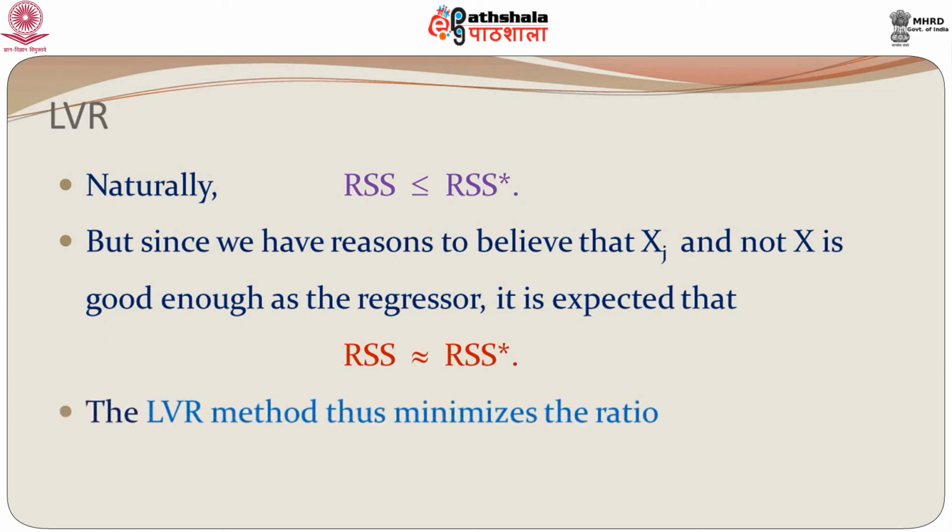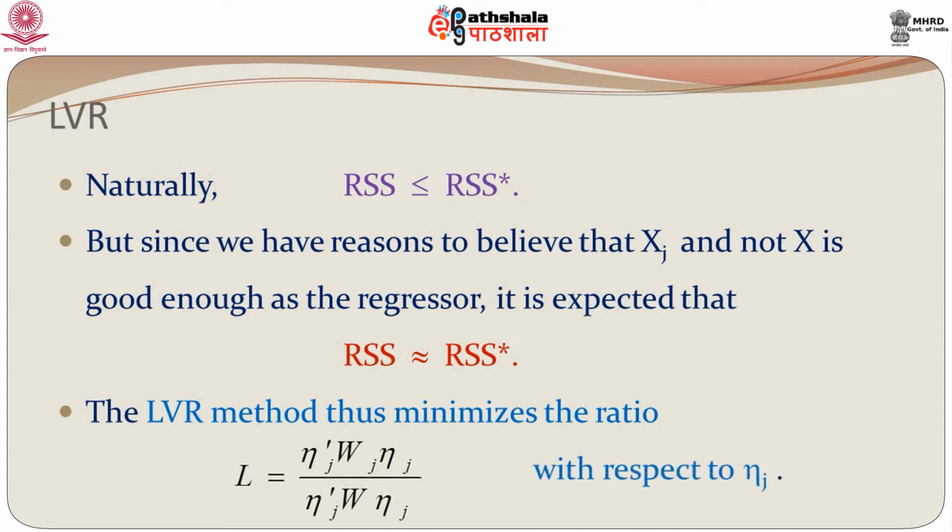So, if that is so, what the LVR method does is that it tries to minimize the ratio between the two RSS. So, you see the numerator is the RSS star and the denominator is the RSS. So, obviously, this is going to be greater than 1 because RSS star is larger, and we want to make it as close to 1 as possible. So, we try to minimize this ratio. That is what the LVR actually does.